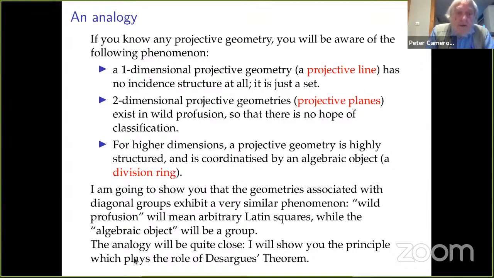And this is actually a very close analogy. So in projective geometry, the crucial thing is Desargues' theorem. A projective plane satisfies Desargues' theorem if and only if it can be coordinatized by a division ring, if and only if it can be embedded in a higher dimensional space. Well, I can show you exactly the theorem that plays the role of Desargues' theorem for Latin squares, and that'll come later on.